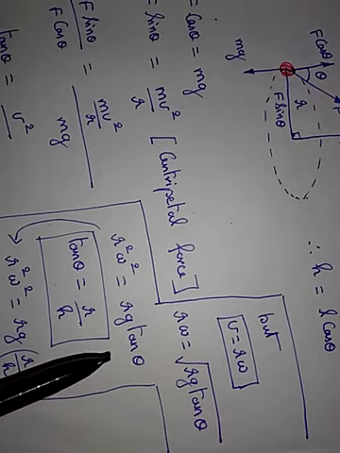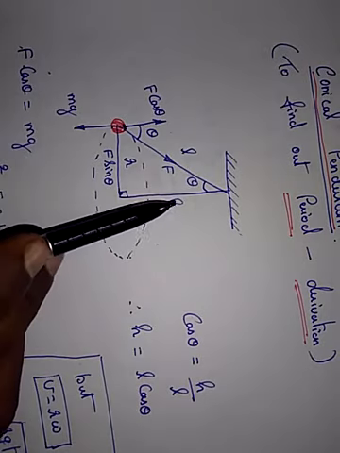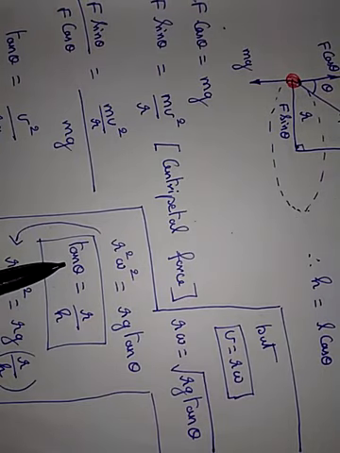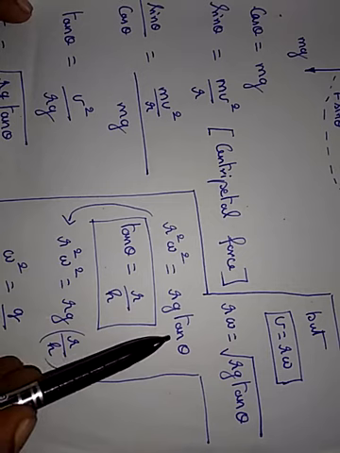So what is tan theta from this diagram? Tan theta is opposite side by adjacent side. So tan theta is r by h. So tan theta is equal to r divided by h. Now you can make use of this result in this equation.